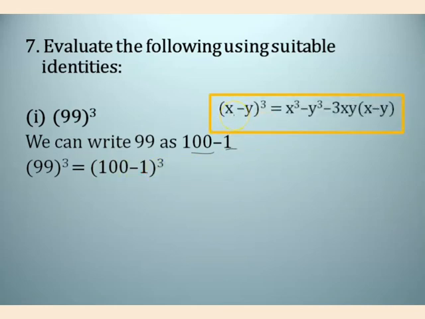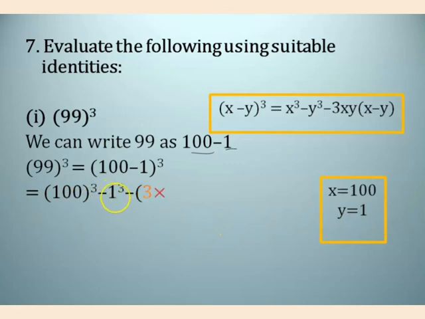So we have the identity x minus y the whole cube equals x cube minus y cube minus 3xy into x minus y. So let's substitute the given values in the identity. X you have as 100 and in the place of y you have 1. So we get 100 cube minus 1 cube minus 3 into 100 into 1 into 100 minus 1.